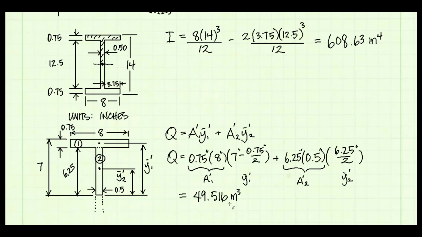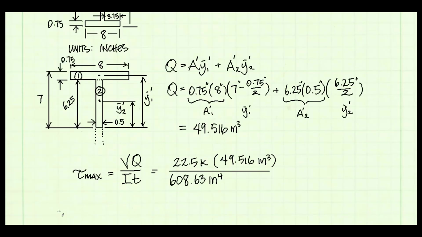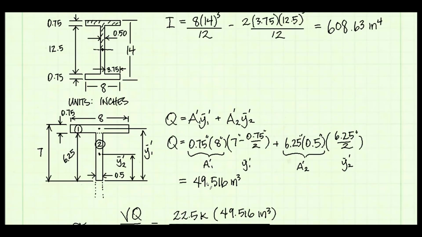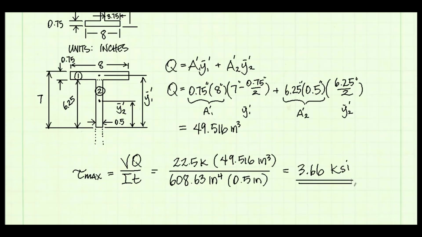The units are inches cubed. And now I pull all the information I have together. My shear force is 22.5 kips. My Q was just found, about 50. I was previously found, 608.63. And now t. And t is the thickness of the cross-section at the point where we are computing stress. And that's right in the middle of our cross-section at the web, which has a thickness of 0.5 inches. And I compute that the maximum shear stress is 3.66 kips per square inch.